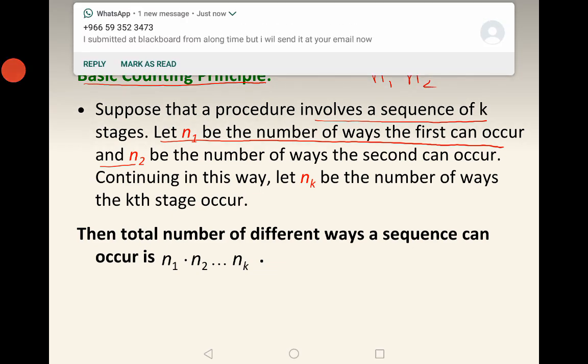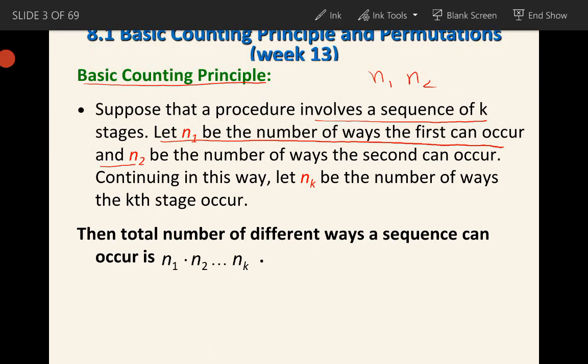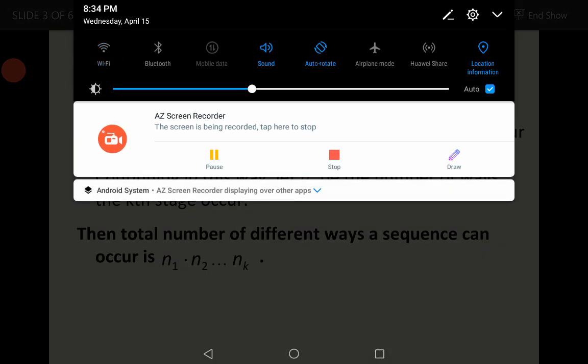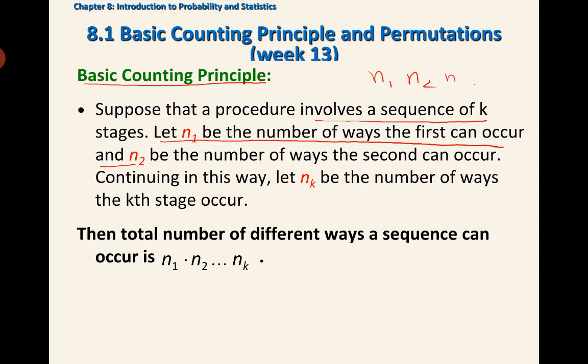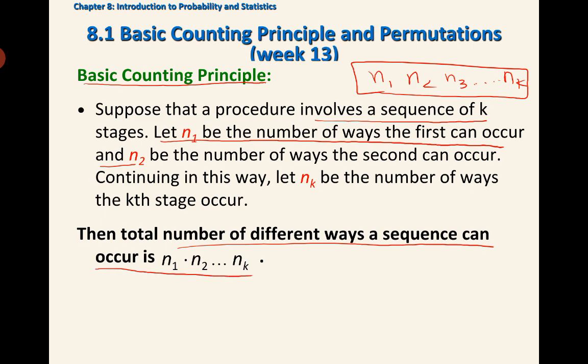There are k stages, and for every stage: n1, n2, n3, and finally for the kth stage there are nk ways for the event to occur. Then the total number of ways will be the product of all these numbers. The total number of different ways a sequence can occur is the product of these. An example is given. So this is the first basic counting principle. What is all this about?